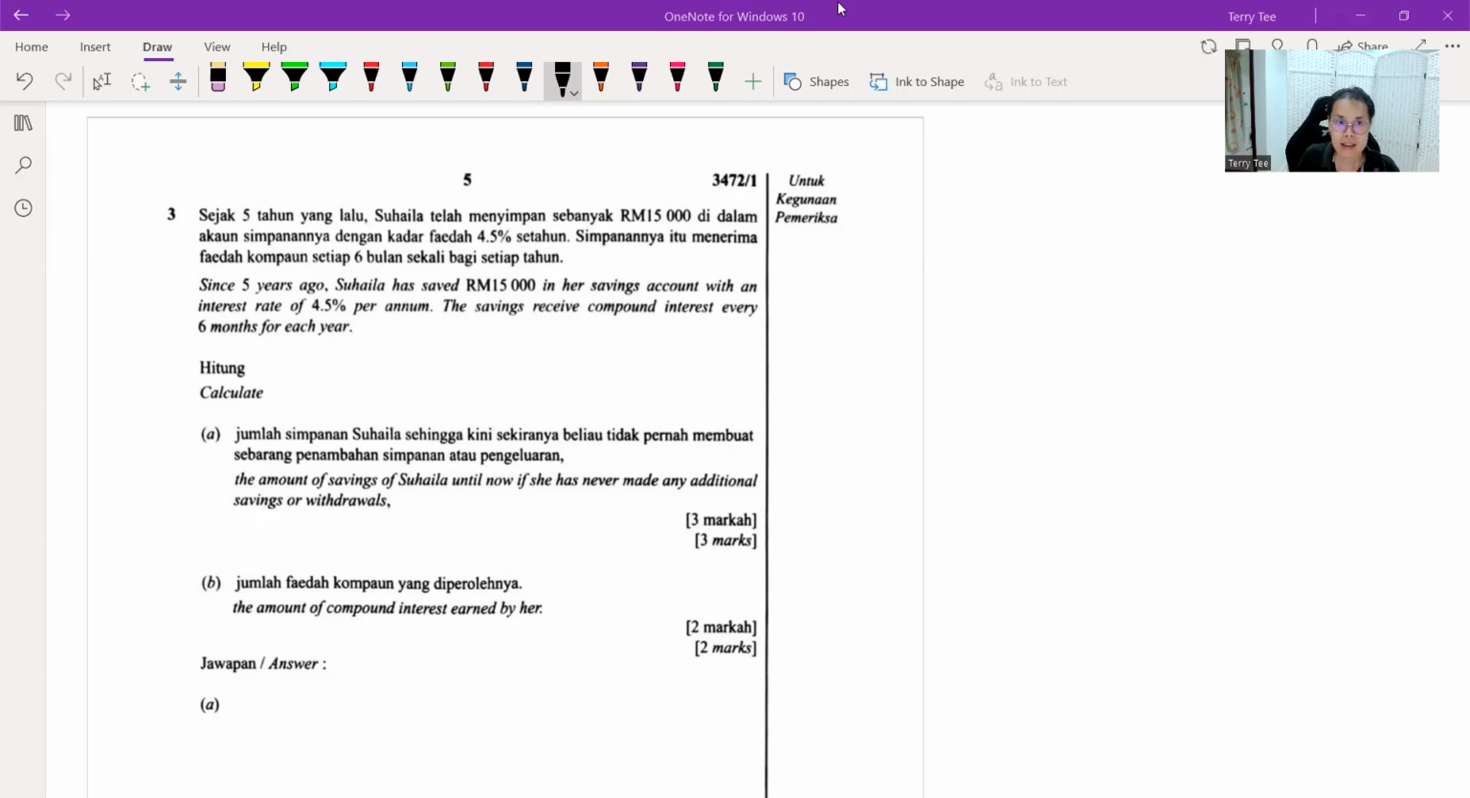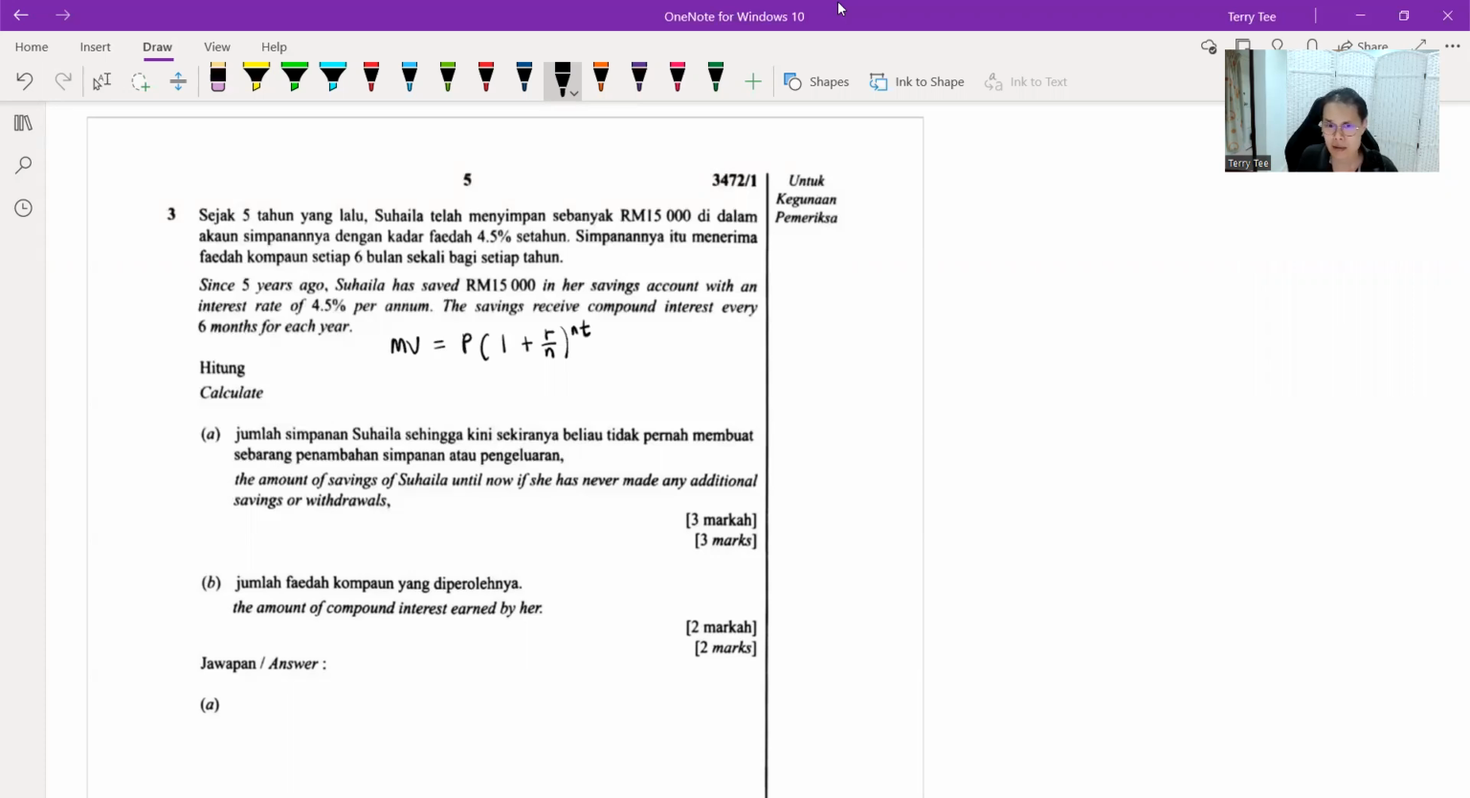So here, the first thing they say, since 5 years ago, Suhaila saved 15,000 in her saving account with an interest rate of 4.5% per annum. The saving received compound interest every 6 months of the year. Now, actually, there's a formula in Form 3. They call it matured value, and it's given by principal P (1 + r/n)^nt, where r is your interest rate, n is your number of times you compound it in a year.